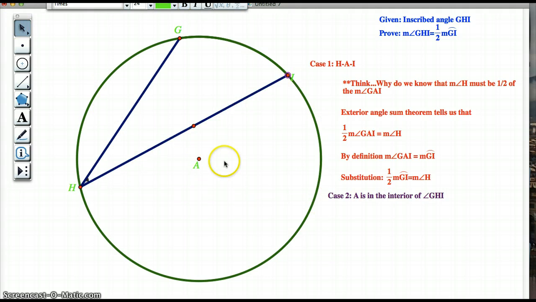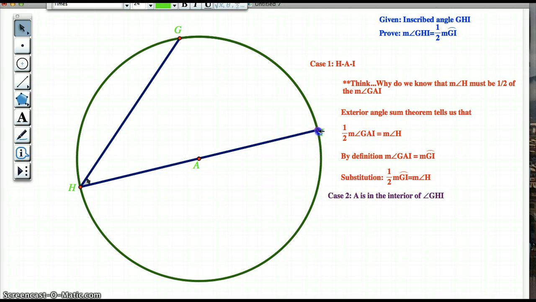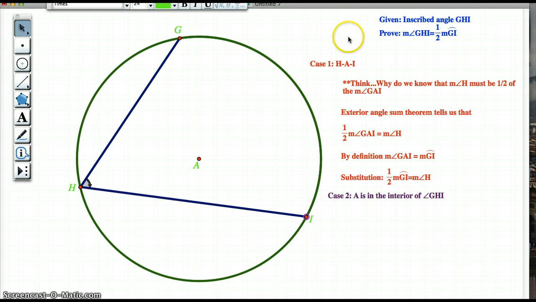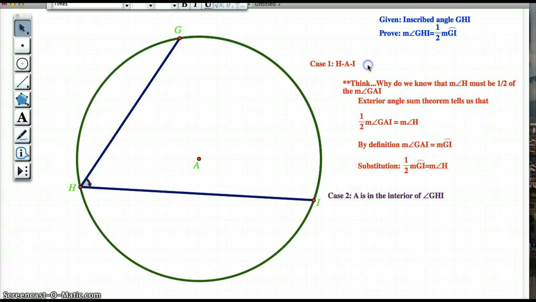So I could have A be out here, and that's one option. I can have A be in the interior, and that's another option. And then last, I could have A on my line segment, which is my last option. So I've already done that first case. Now I'm going to look at the second one. And because we've already done the first one, the second one ends up getting pretty easy.